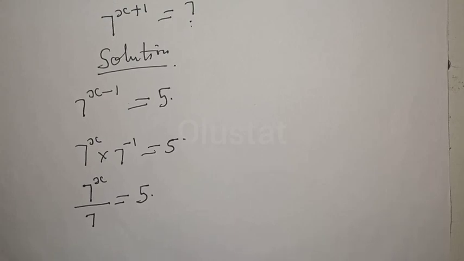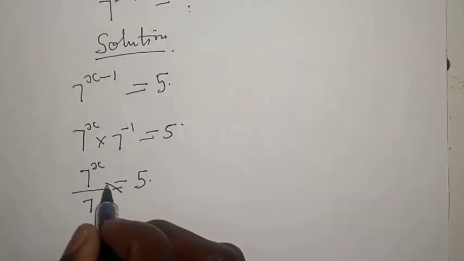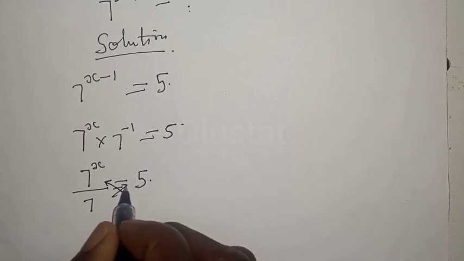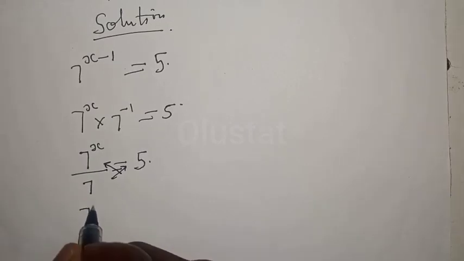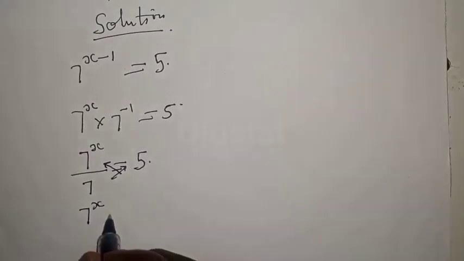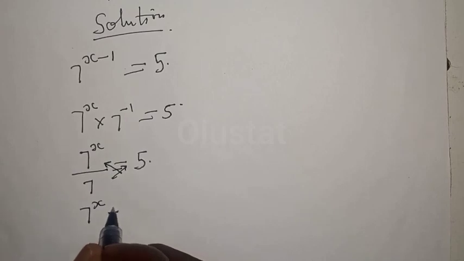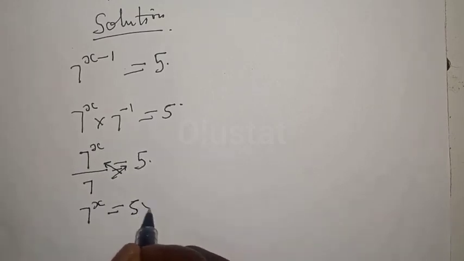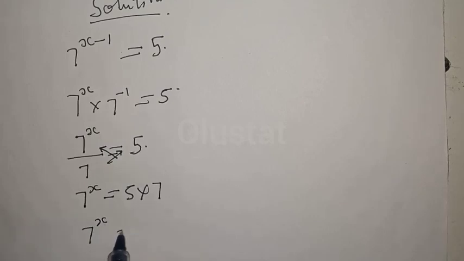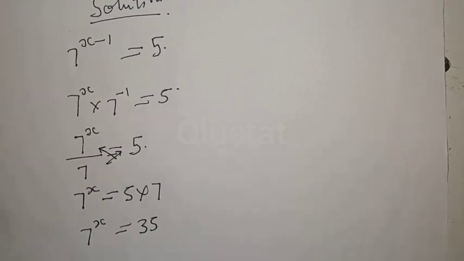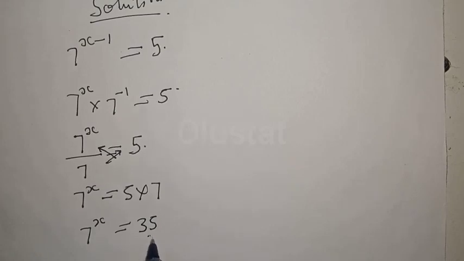Now let's cross multiply. That is 7 raised to power x is equal to 5 times 7. Then we have 7 raised to power x is equal to 5 times 7, which is 35.